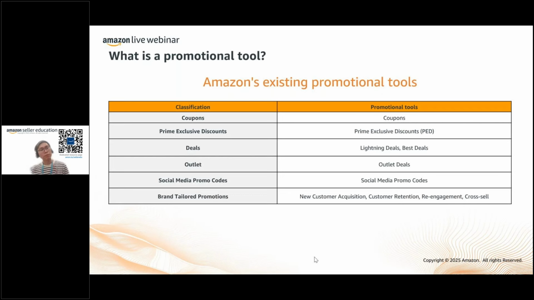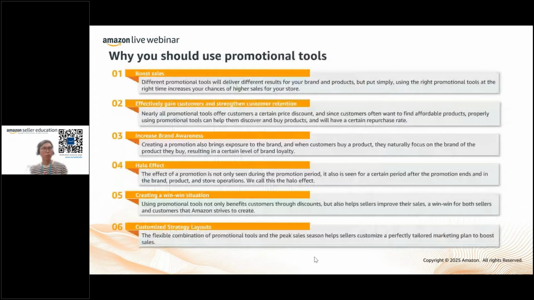So the six main key points of why we think that all sellers should actually use a promotional tool. Now, first of all, it really helps to boost your sales. All right, different tools will help to deliver different results for your brands and product. Right, so using the right one at the right time will help to increase your chance of getting more sales for your stores. Right, you can also effectively gain customers and strengthen your customer retention.